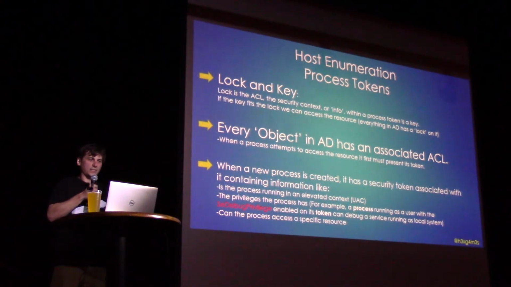When a new process gets created, it gets a security token associated with it, and that contains information like whether it is running in an elevated user context, and it'll also contain what privileges that user has, like the SeDebugPrivilege I use as an example. If it's enabled on a token, then that token can debug a service running as local system.